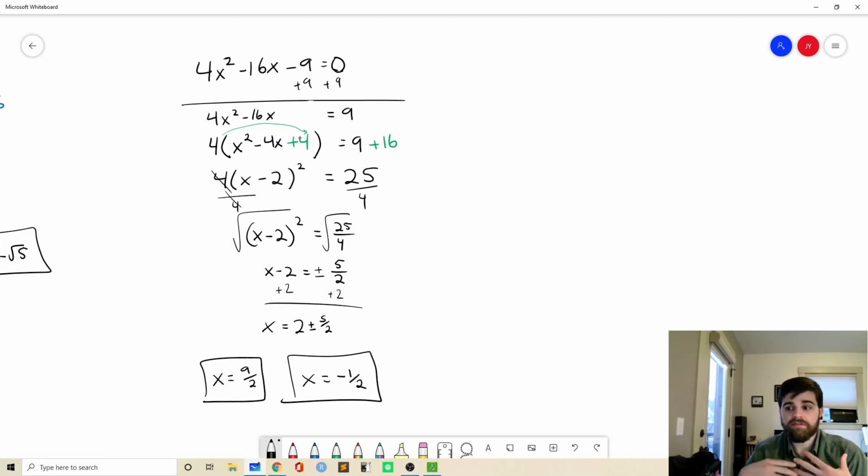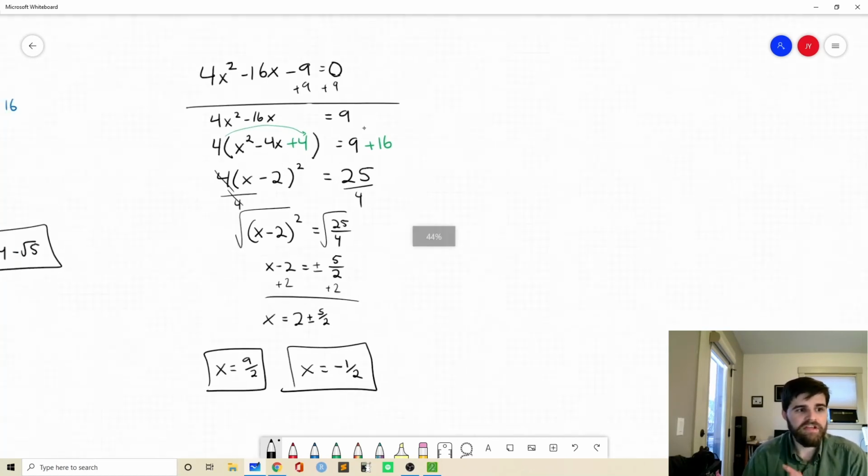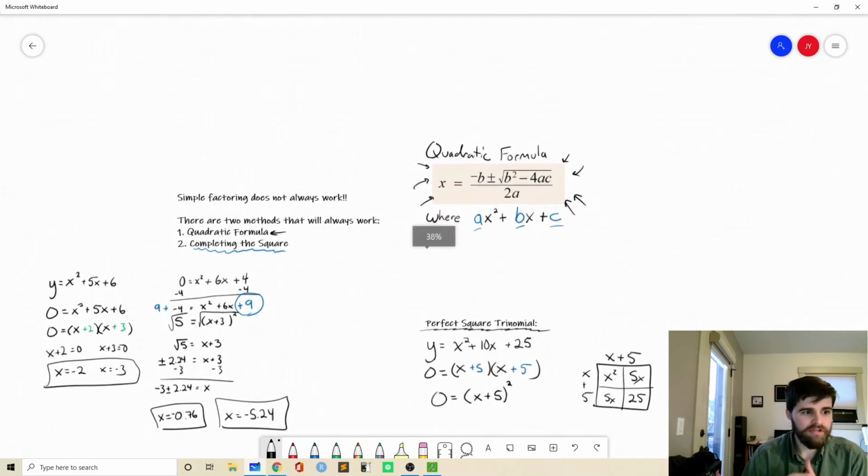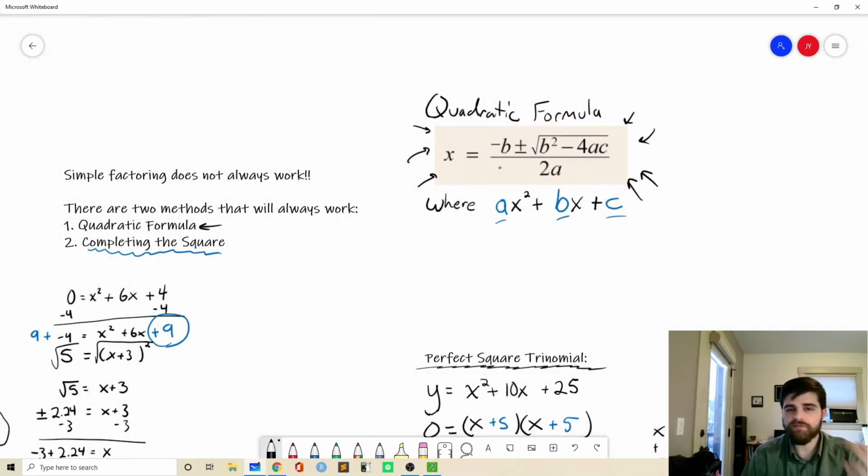The point is that completing the square always works, especially if you're really strong in algebra. If you can follow those simple algebra properties that we've learned, then this is a really, really nice method to have in your tool belt. It never fails, just like the quadratic formula, but doesn't require any memorization, just some technique and logic.